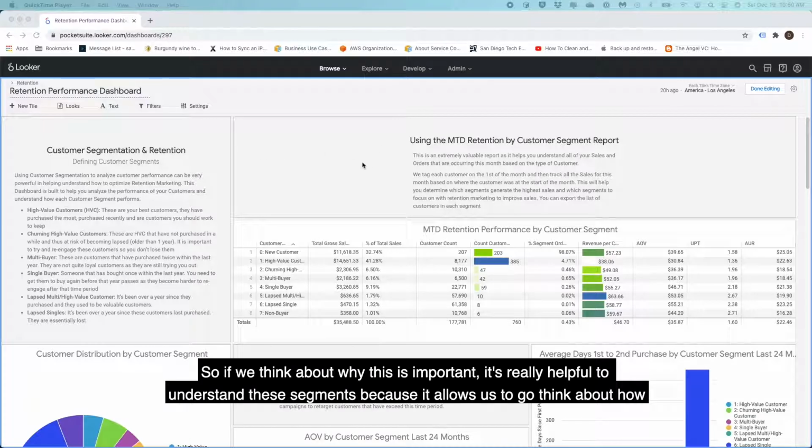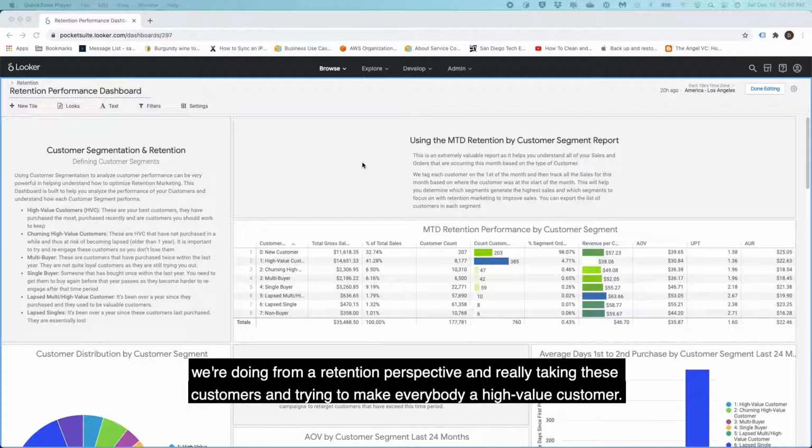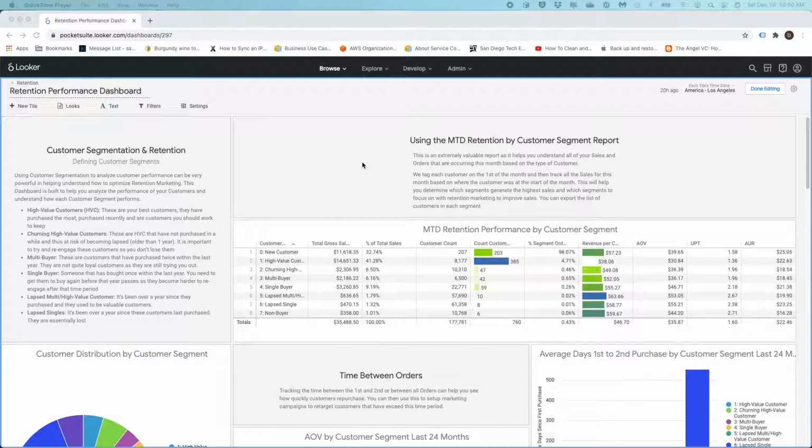So if we think about why this is important, it's really helpful to understand these segments because it allows us to think about how we're doing from a retention perspective and really taking these customers and trying to make everybody a high value customer.